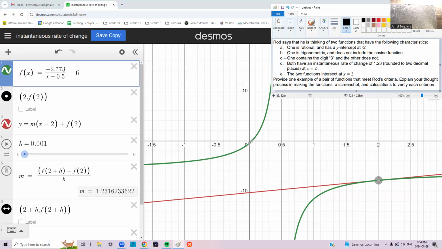And I included this first part of part C, which means the other function, the trigonometric function in part B, will not have a 3 in that function. And we don't have to worry about this last one for now, because once we get to the last part right there, we'll kind of get to that. But first, let's do the individual functions. So we've got the first rational function right over here. Next, I'm going to create the trigonometric function.